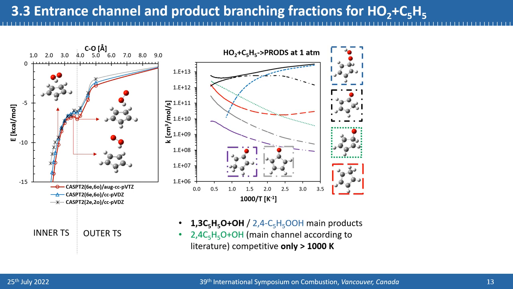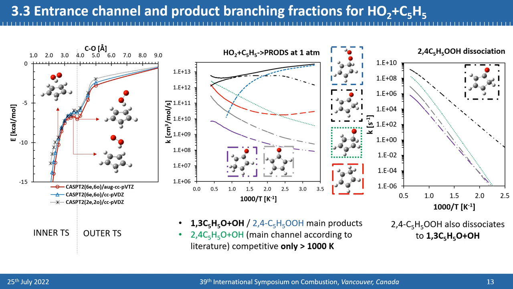So since 2,4 C5H5OH is stabilized at low temperatures, we can look at the decomposition rate constants for this well. In particular, we see that also in this case the decomposition rate constant is pretty high. And then we also notice that the main decomposition product is still the 1,3 C5H5O isomer. And so we can conclude that this is the main product channel of this potential energy surface.